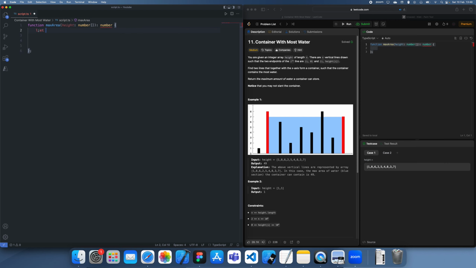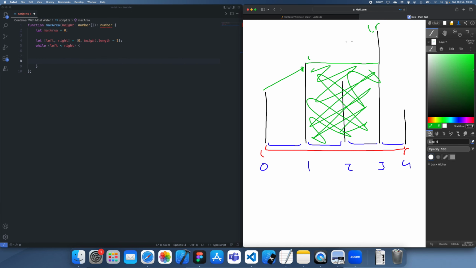So let's keep track of the max area. This is just going to start off as 0, and then we're going to initialize a left and right pointer, with left being 0, and right is going to be the length of height minus 1. So this is the first and last element, and then we're just going to repeat while left is lower than right, because the second they become the same, we just want to break out.